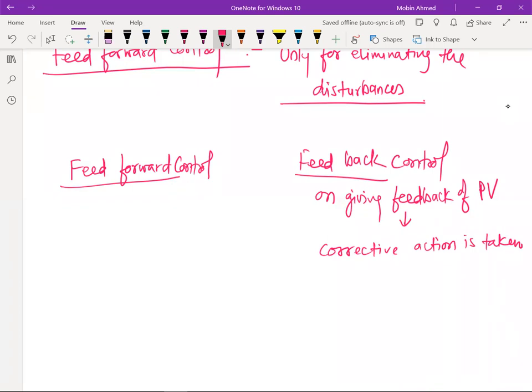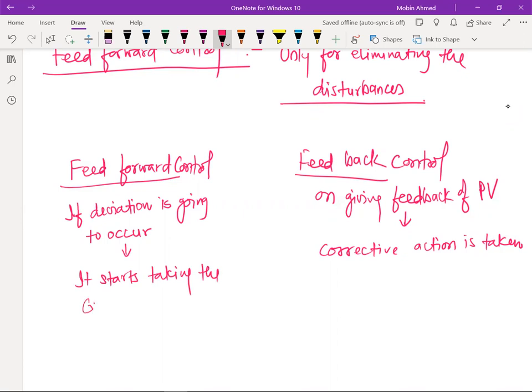Now feed forward is just the opposite of this one. Okay, in feedback, the deviation is already there, and thereafter the corrective action is taken. In feed forward, if deviation is going to occur, it starts taking the corrective action.